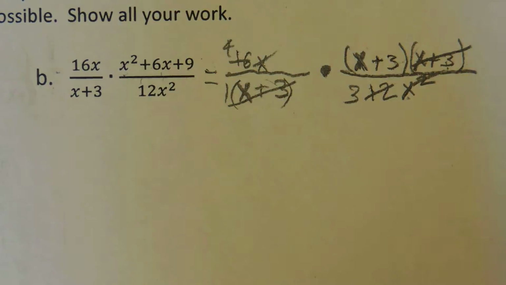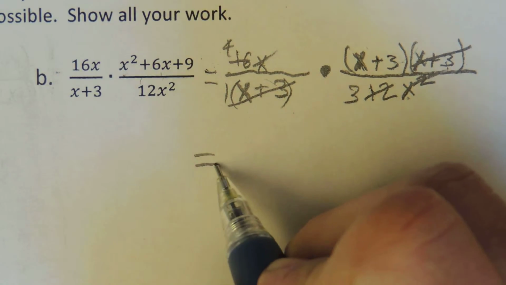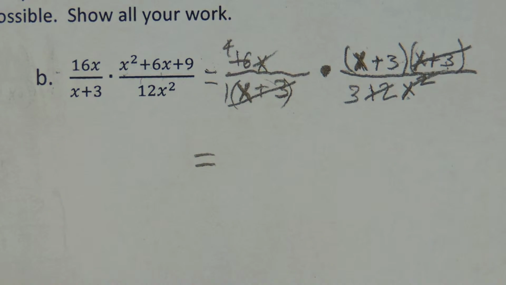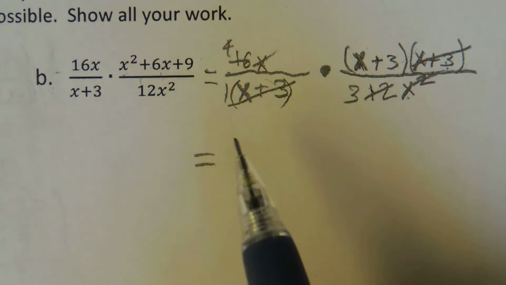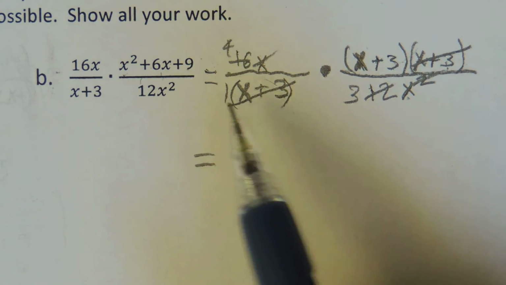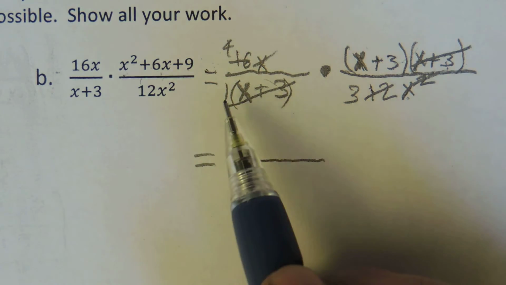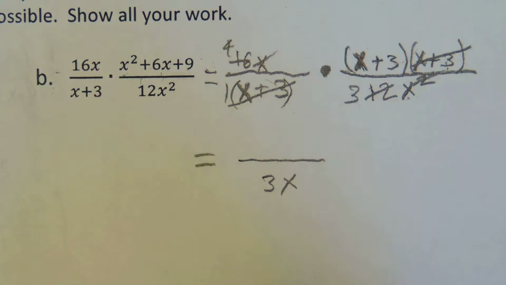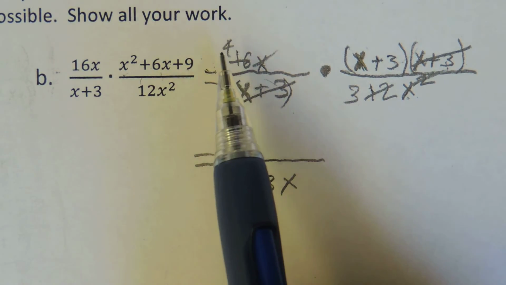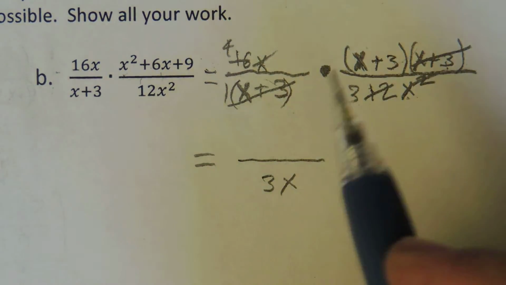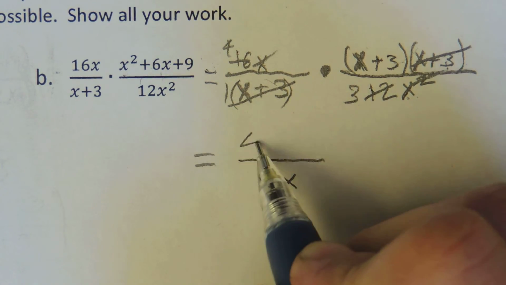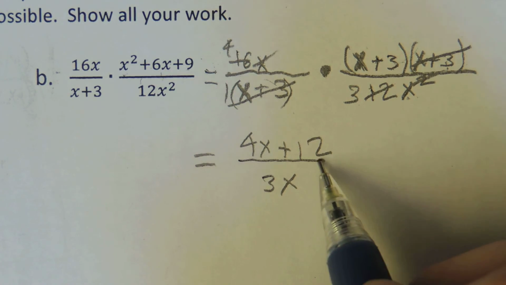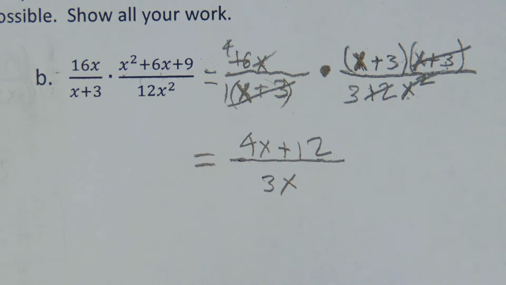So now I just need to multiply my numerators and multiply my denominators, the same as we would do with any fraction. The only thing left in my denominators is 1 times 3 times x. The only thing left in my numerators is 4 times x plus 3. So I'll take my 4 times x plus 4 times 3, and that's my answer.